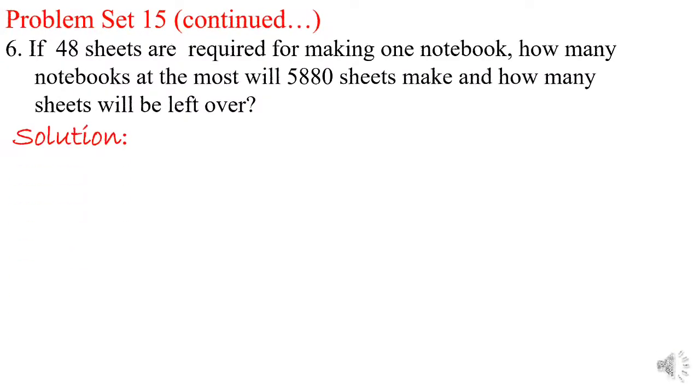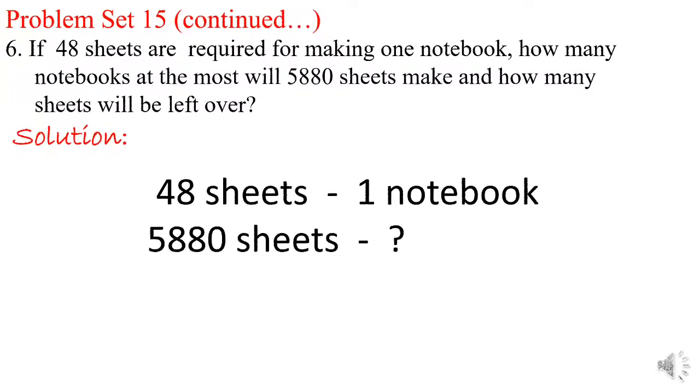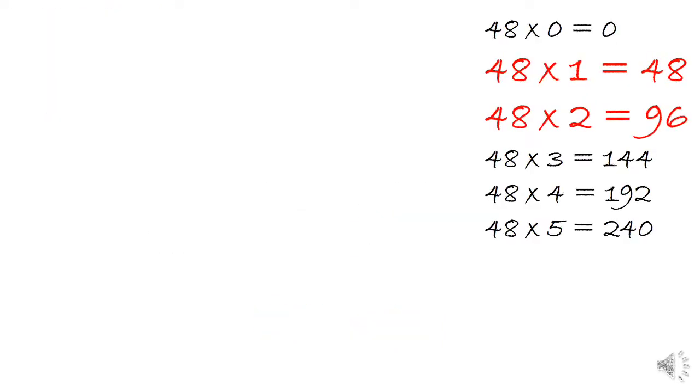In word problems, first of all, we will write what is given in the question. Once again, go to the question. What is given? 48 sheets are required for making one notebook. How many notebooks at the most will 5,880 sheets make? So, question mark. Now, to find out how many sheets will be left over, what we have to do is divide 5,880 by 48. Now, let us see the division.